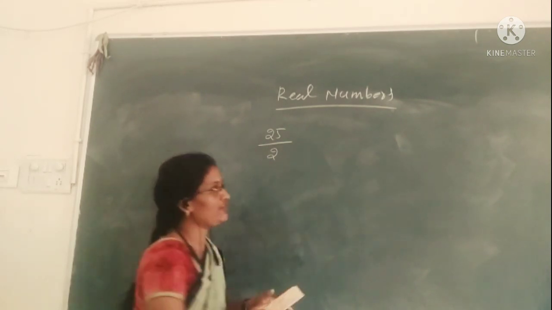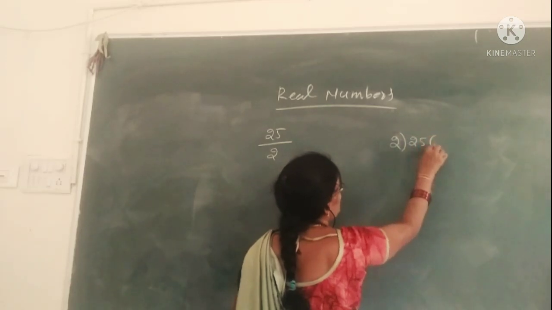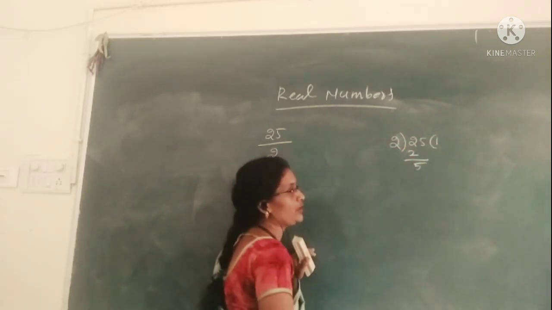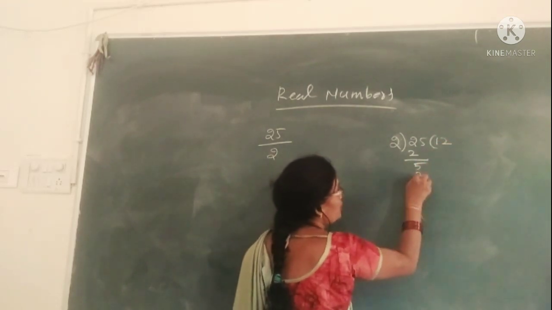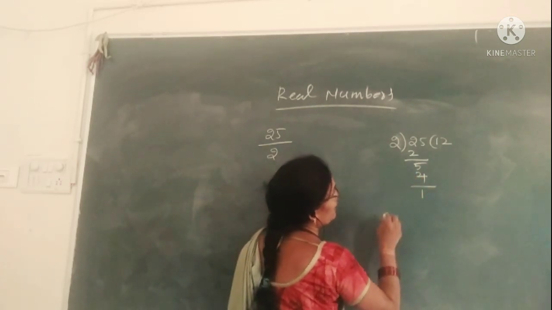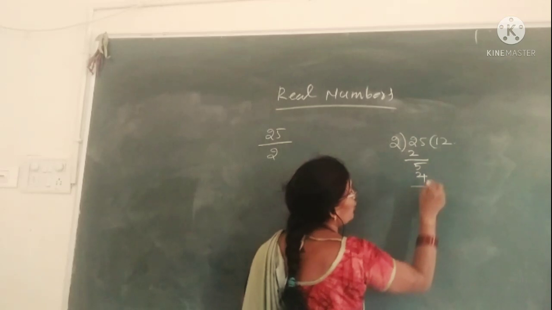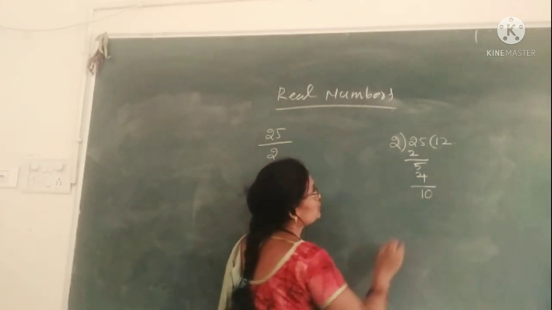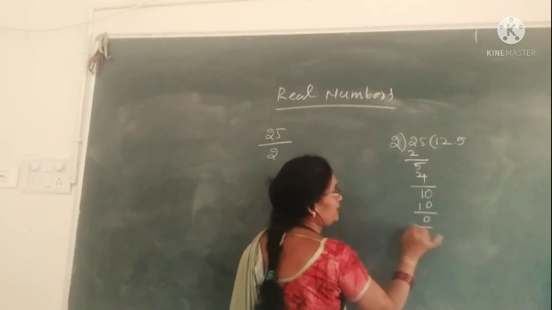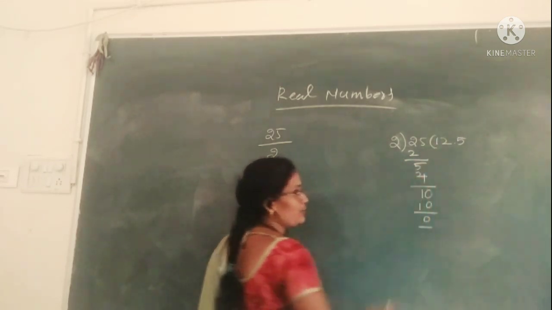Then we can use the division method. We divide 25 by 2. 2 ones are 2. Then bring down the 5. 2 twos are 4. Subtracting 4 from 5, the remainder is 1. Then we put the decimal point and add a 0. 5 twos are 10, so the remainder is 0. So 25 by 2 is 12.5.